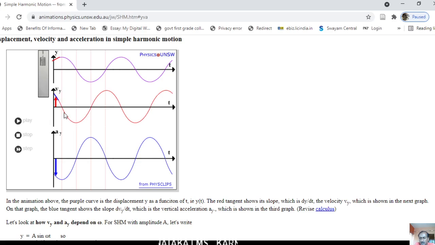Here it is shown in this graph also. See here, the second graph. This is the velocity of the particle with respect to time. Here the slope of the tangent represents the velocity of the particle.